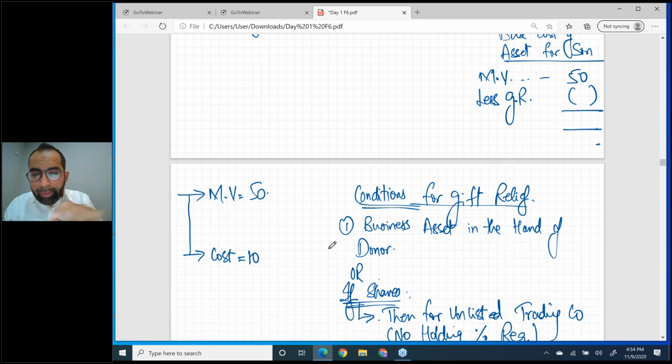Look at the screen. For example, mom bought the asset for 10 pounds, but after 2 years the market value has appreciated to 50 pounds, and mom gave it free of cost to her son. Now just think, in mom's period of ownership, the asset appreciated from 10 to 50. So this 40 appreciation is the responsibility of mom. Mom will be taxed on this 40 gain.